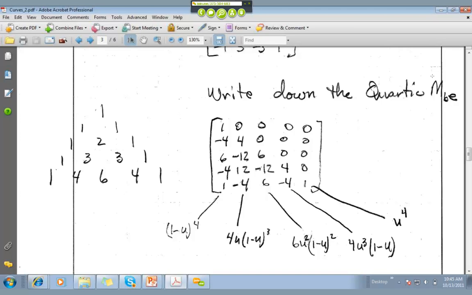Industry, the jet engine industry, will usually use 120 points to define the cross-section of an airfoil. So if you were trying to do that with a Bezier curve, what would you have to do? You would have to have a 119th order curve, right? To handle 120 points.